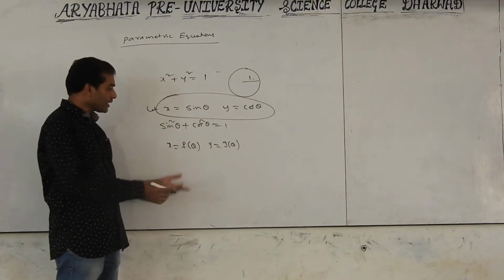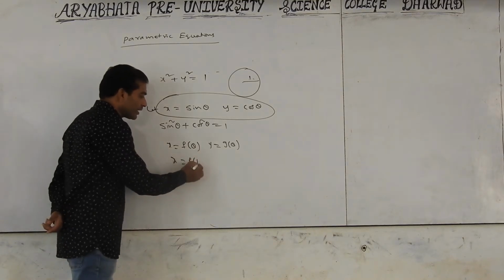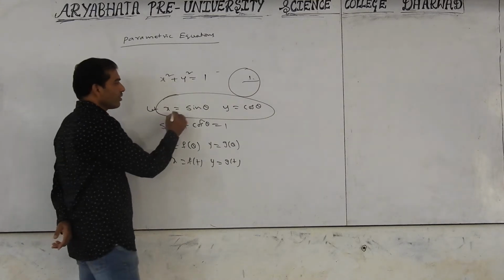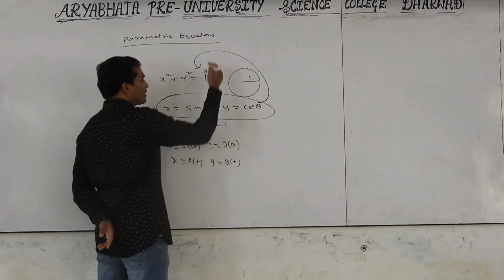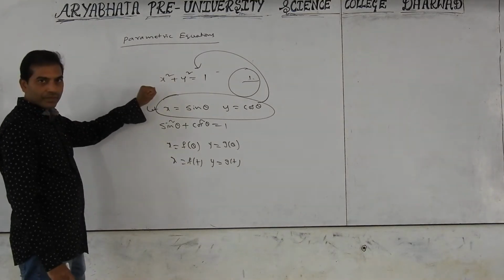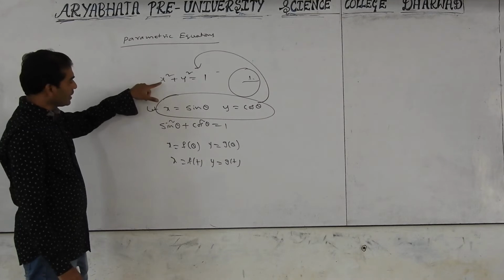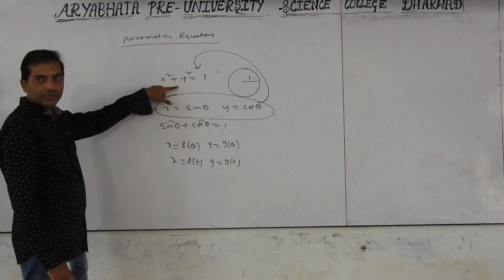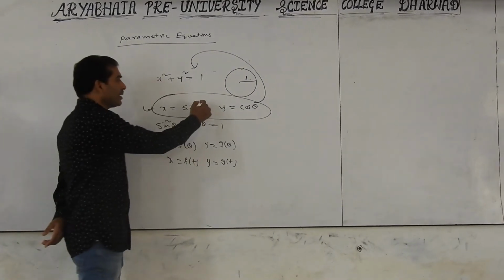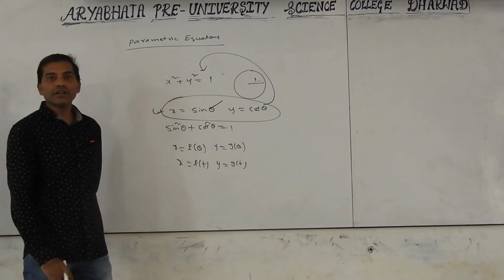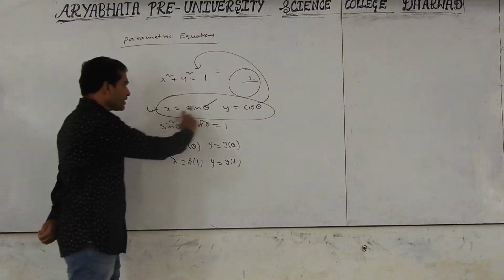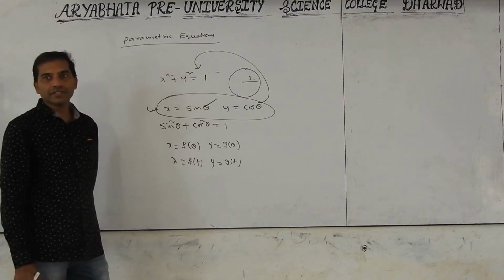Not only theta, you can take t also. x is equal to f of t, y is equal to g of t. So this is called the parametric equation of this. This represents the same thing, but they look different. In this, there are two variables, but in this, three variables are there. So a third variable extra is there. The third variable is called the parametric variable. The whole equation is called the parametric equation.